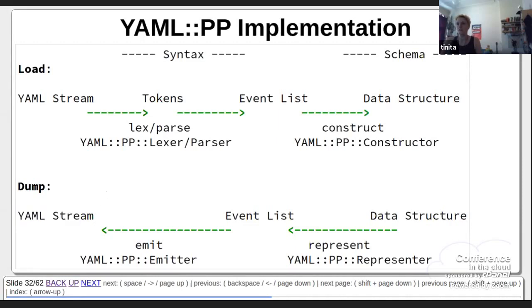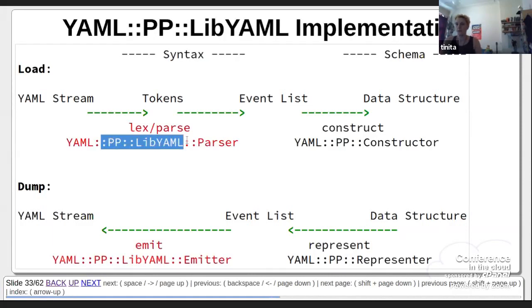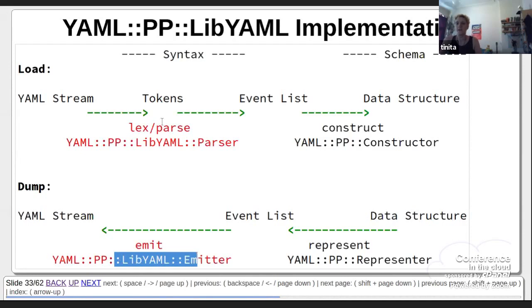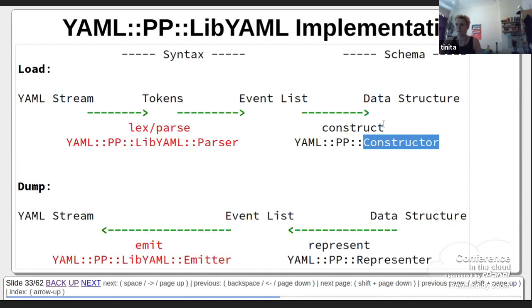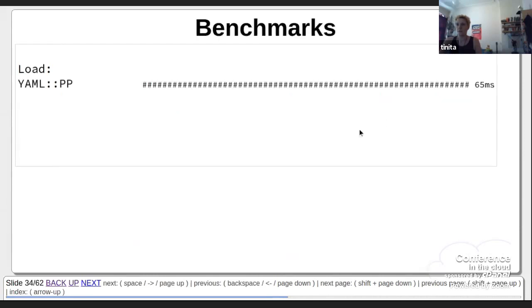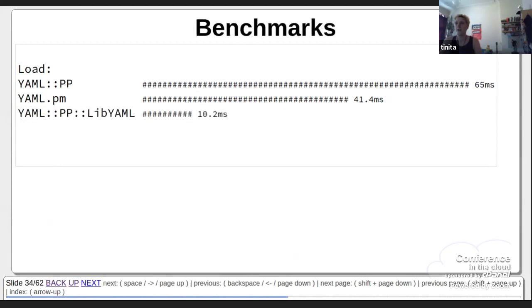Of course, this is quite slow actually, because it's so customizable. But the good thing is you can actually use libyaml behind. So if you replace the parser and the emitter with libyaml, you can get a little bit faster than that. And you still benefit from the customization of the constructor. So some benchmarks, YAML PP is the slowest YAML module in Perl. YAML PM is faster. And with YAML PP libyaml, yeah, you can save some time.